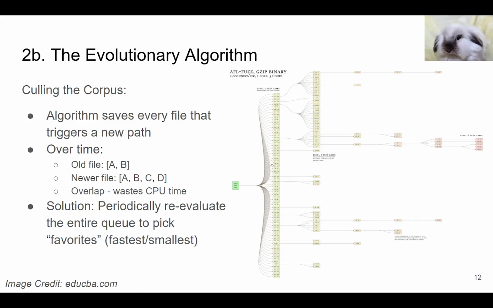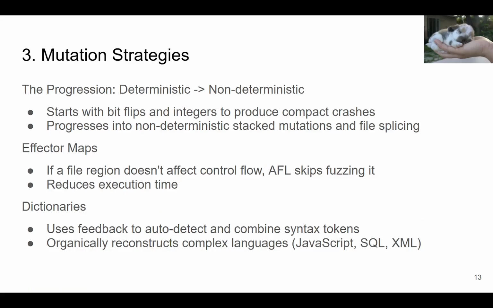So moving on into how AFL actually mutates its test cases. AFL follows a two-part progression. It starts out with very deterministic, calculated steps, such as flipping bits or inserting known buggy numbers like 0 or the maximum 32-bit integer. This produces very small, very compact, and easy to interpret crashes.